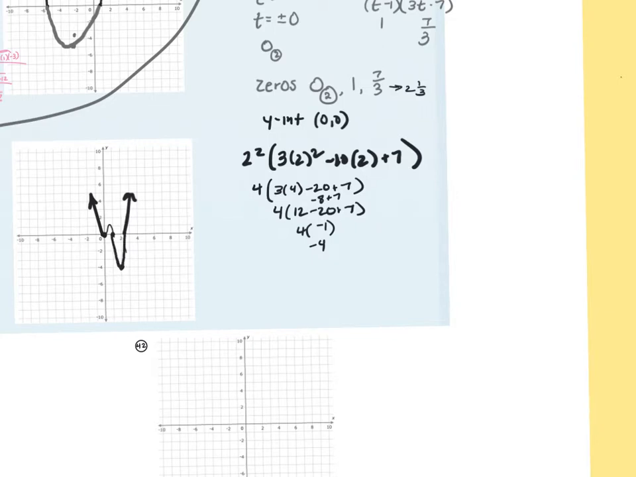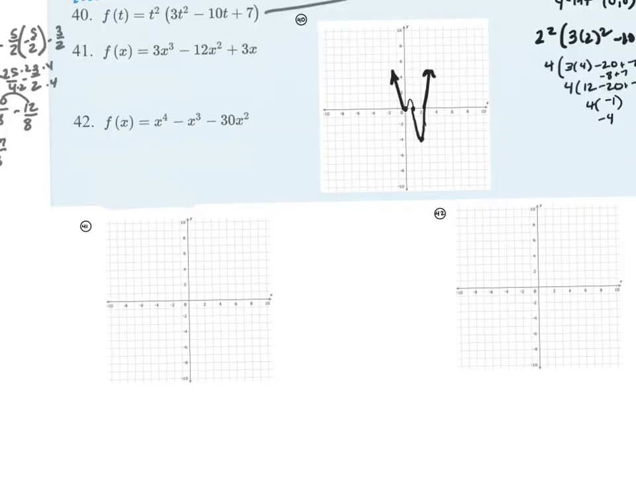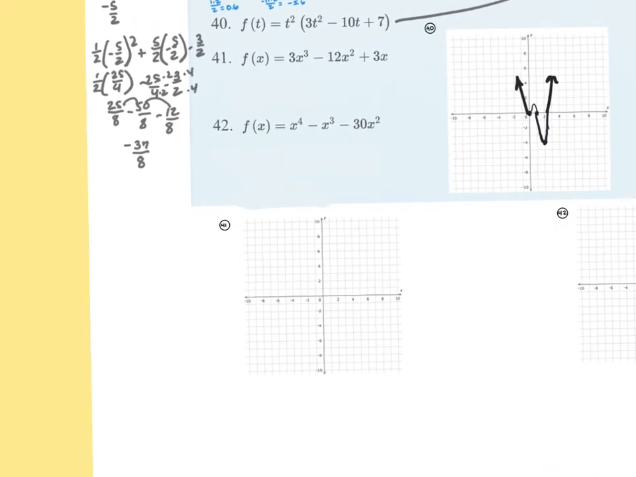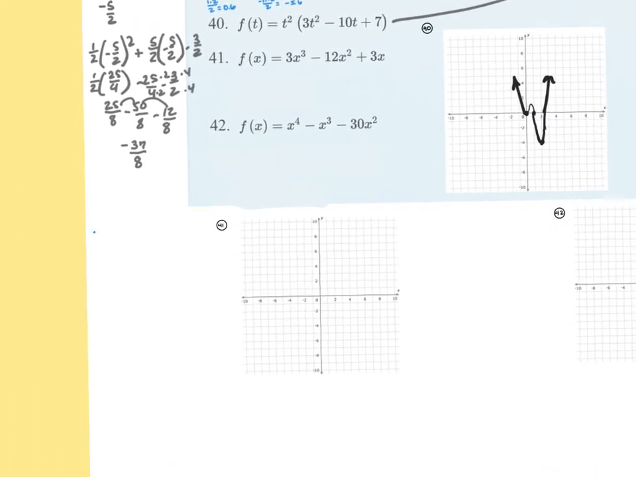And that's what my graph looks like. All right, 41. I'm gonna work down here. So highest exponent is now odd. Positive means this falls left, rises right.